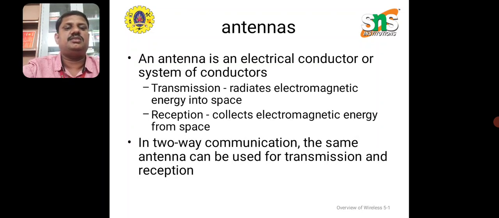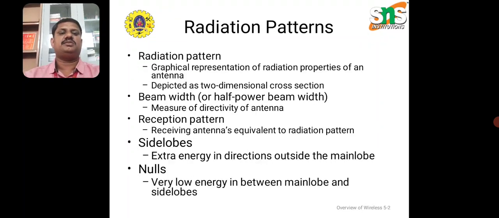In transmission, the antenna radiates electromagnetic energy into space, and reception collects the electromagnetic energy from space. Once we transfer the information as electromagnetic field energy into space, it is automatically available in the space, so we can collect it. The reception receives the information, demodulates it, and can use it. Two-way communication is available: the same antenna can be used for both transmission and reception.